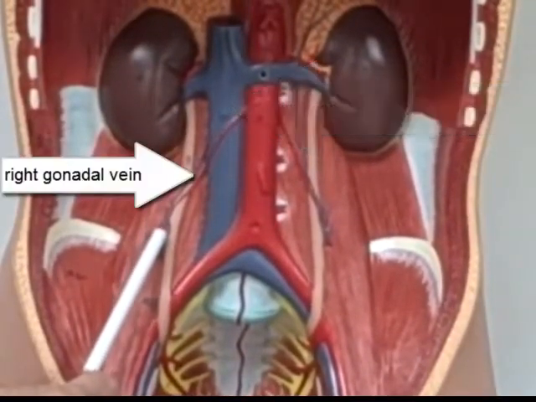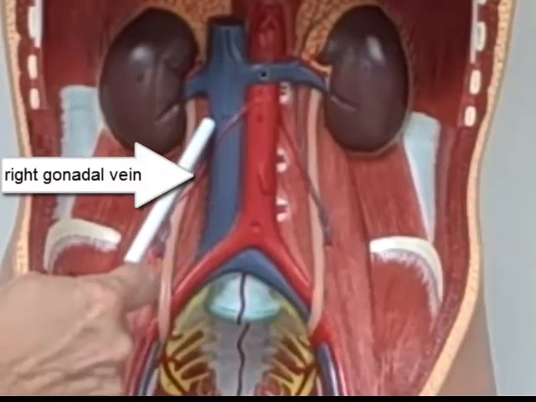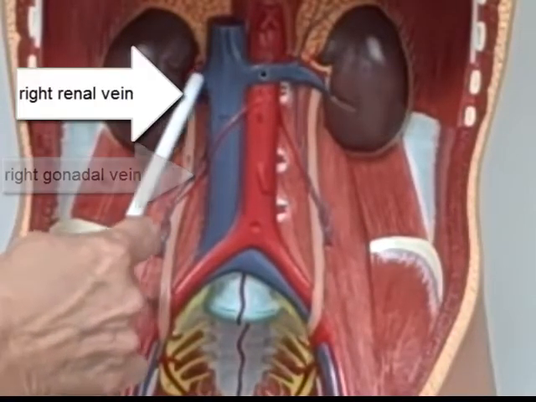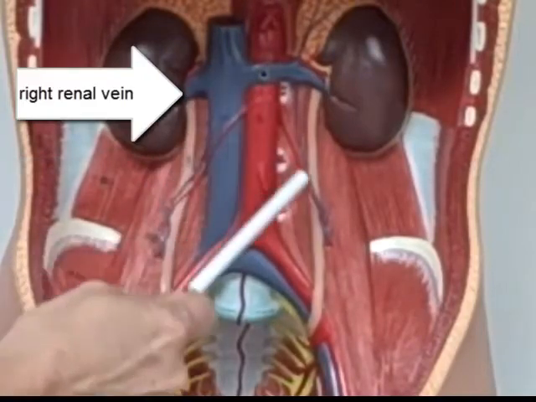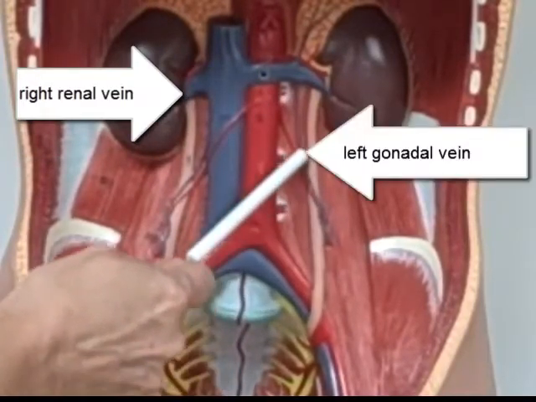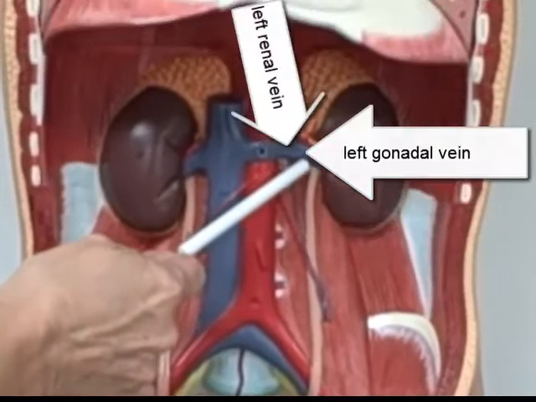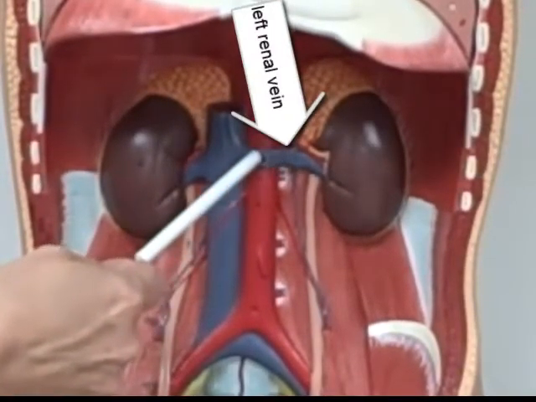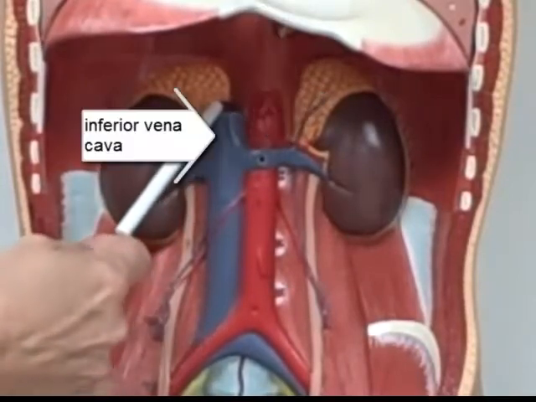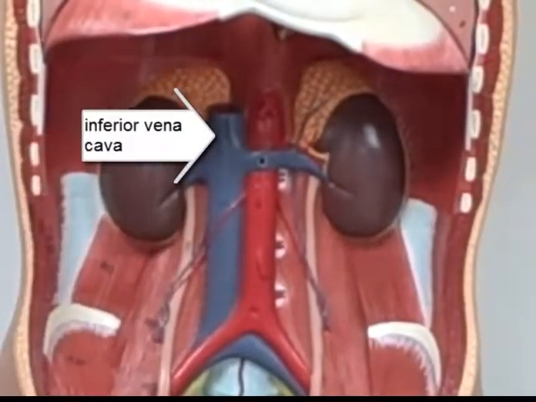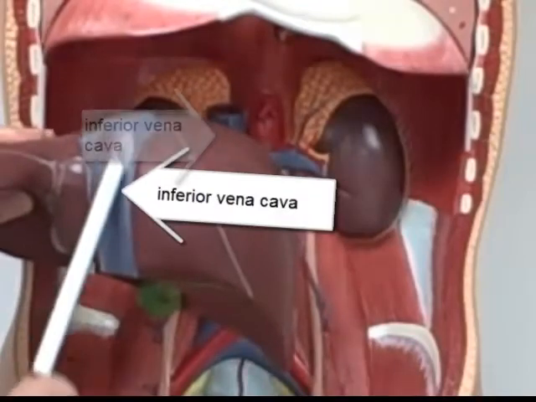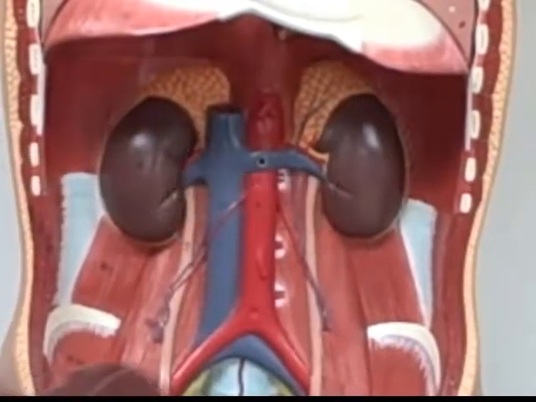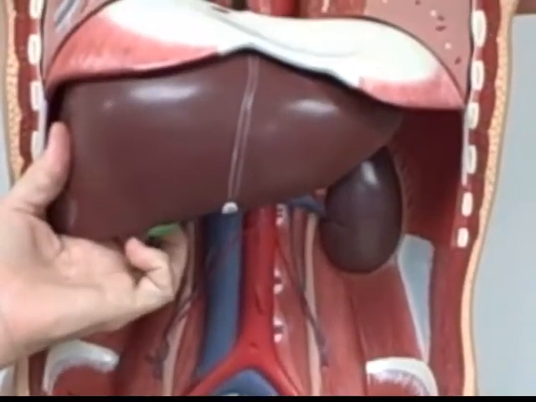Entering the inferior vena cava is the right gonadal vein, and we can see here the right renal vein, whereas on the left side, the left gonadal vein enters into the left renal vein, and then with the left renal vein, this blood will enter the inferior vena cava. And the little piece missing we have here is from within the liver, the inferior vena cava, which will sit in like this exactly.